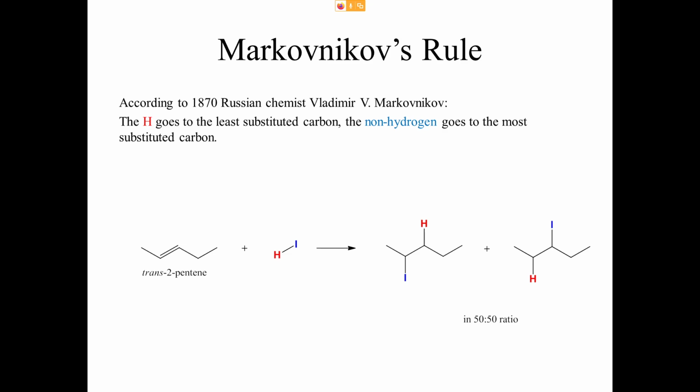Is that why it's a 50-50 ratio? The reason it's 50-50 is because there was no preference. They each had one hydrogen to start with, so there was no, this one has more hydrogens, the rich get richer, because they each had one. If they don't each have one, like with the previous examples we've been doing, then there is a preference, and we only make one major product.